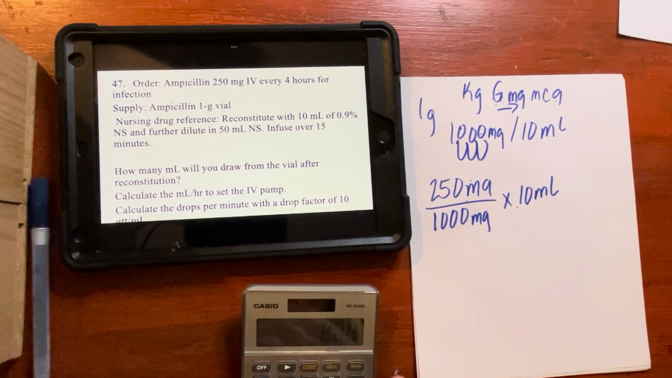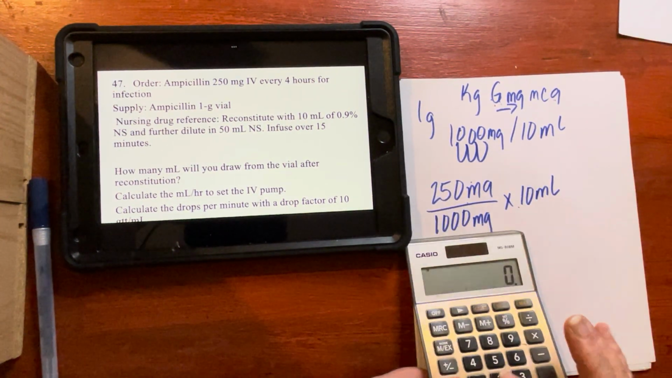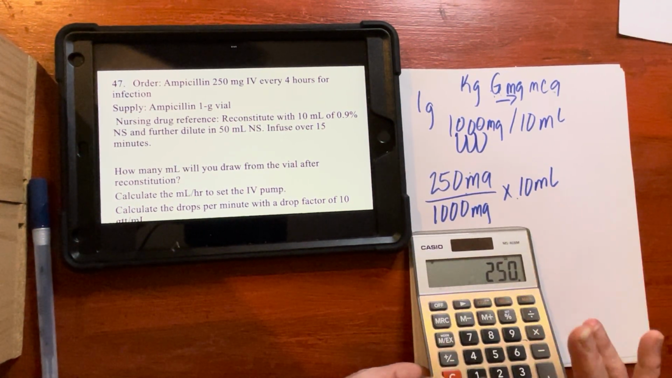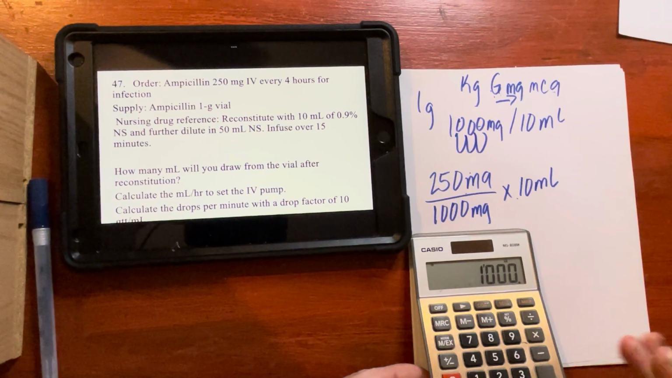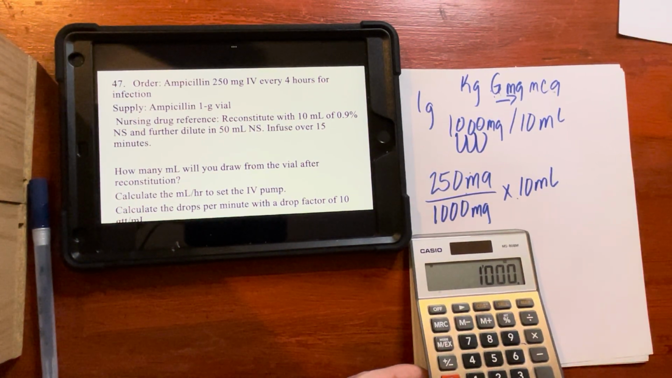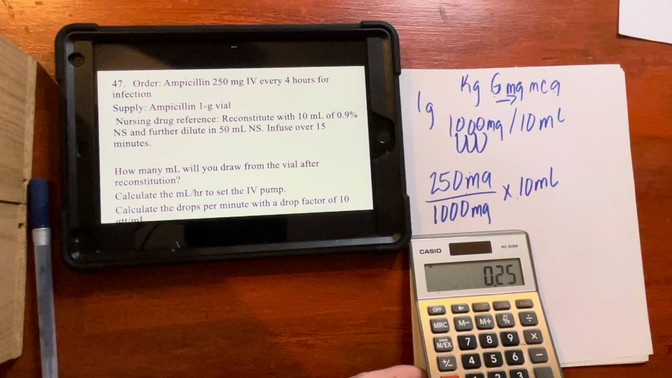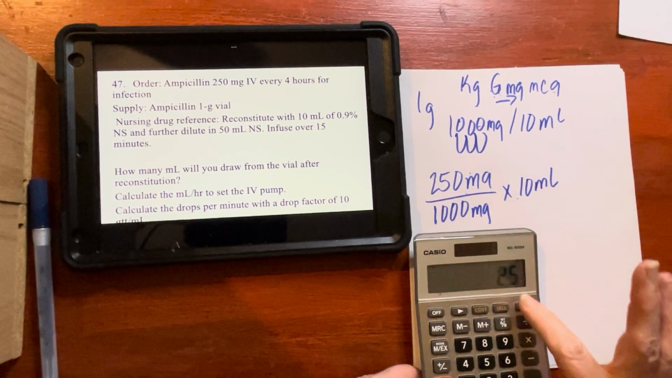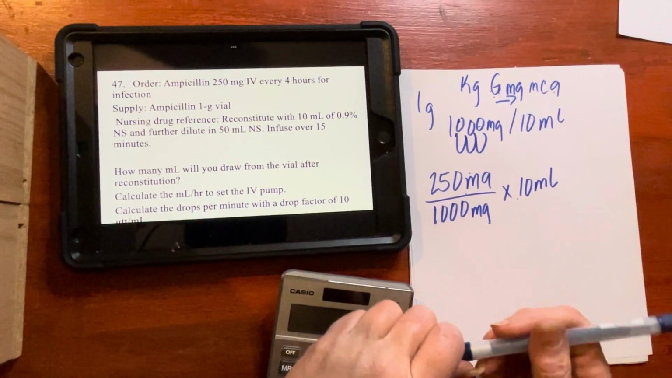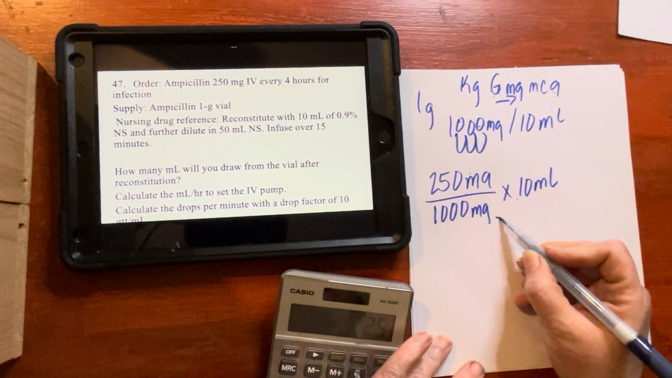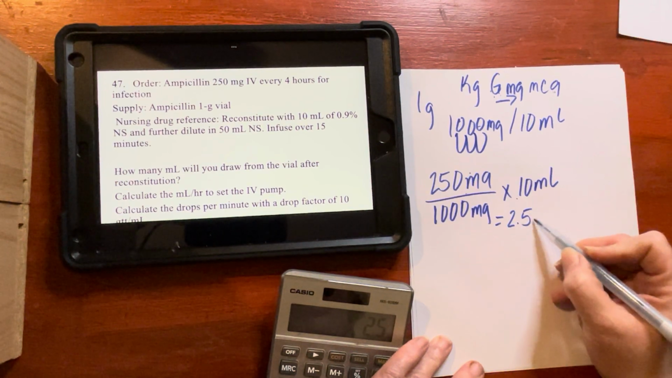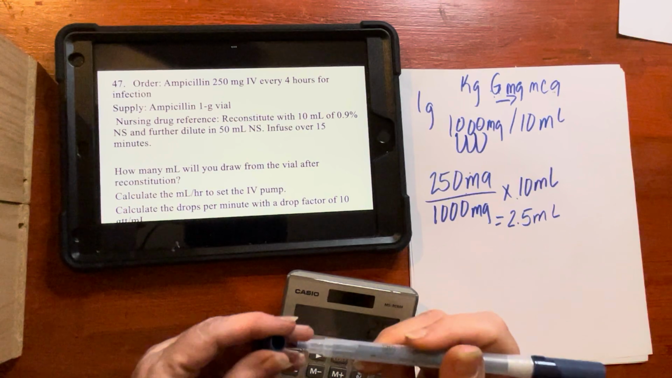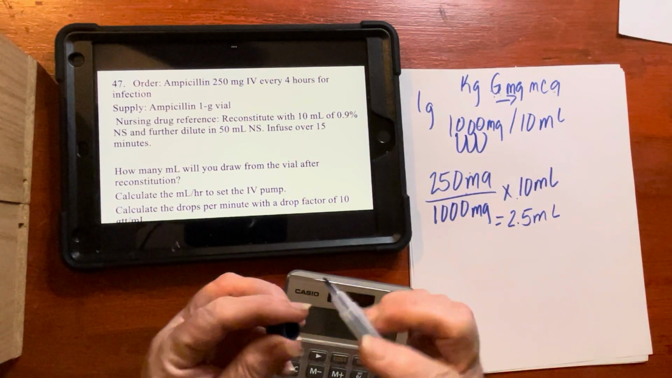Okay, pay attention. 250 divided by 1, 1, 2, 3. Count your zeros, because I do, because I'll jack it up. Times 10 equals 2.5 is how many milliliters we're going to have to draw out of that vial of medicine that we just reconstituted from powder to a liquid.